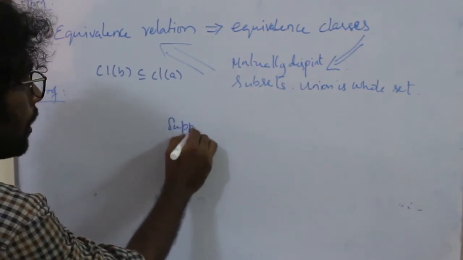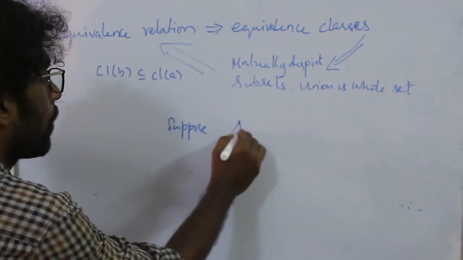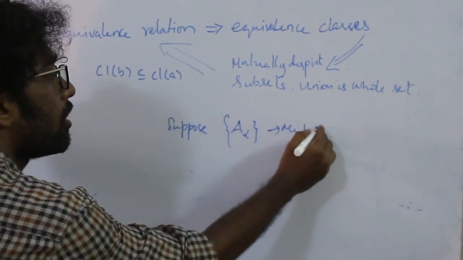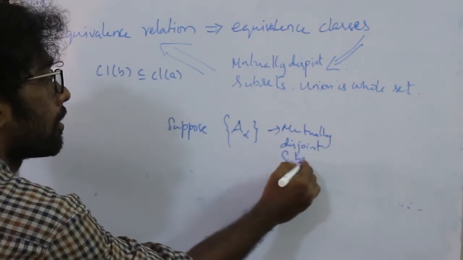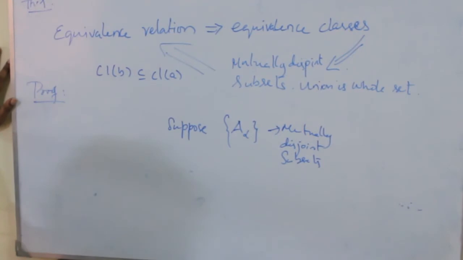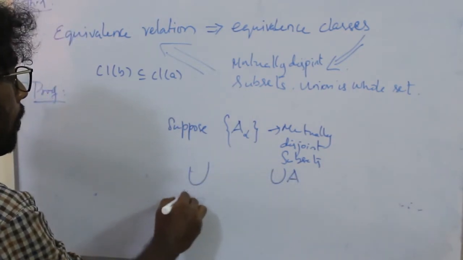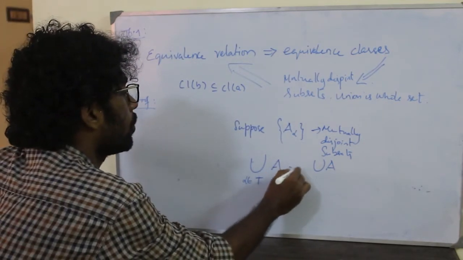Suppose, whatever we proved earlier, we have to assume here. What we proved last time is that there exist subsets A alpha, which are mutually disjoint subsets whose union is A. That is, the union of A alpha over some index is equal to the original set A.